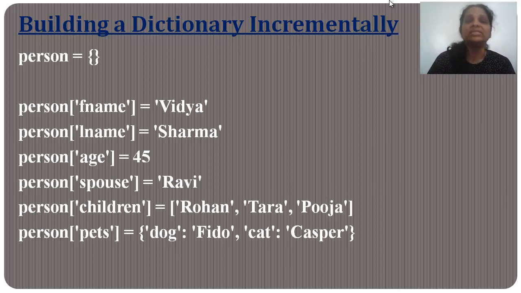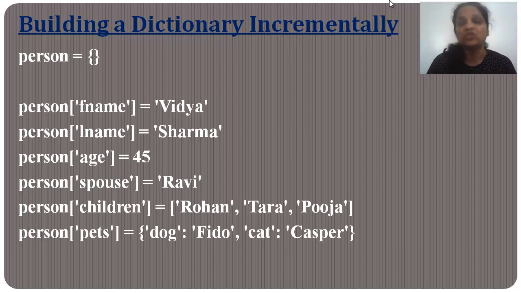Then I wrote person F name is equal to Vidya. So the first key I created is F name and the value associated with it is Vidya. Similarly, the next key is L name and the value is Sharma. The next key is age and the value is 45. The next key is spouse and the value is Ravi. So these are all almost similar.